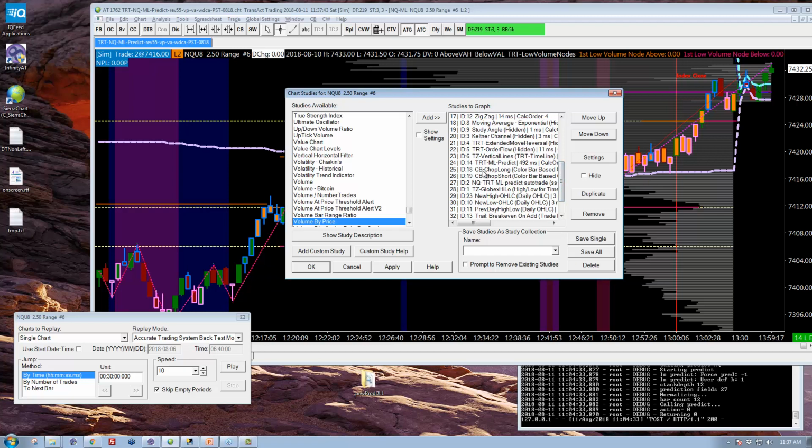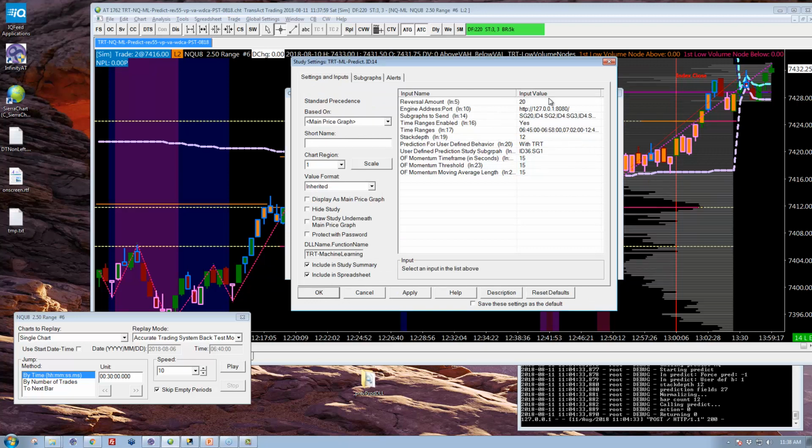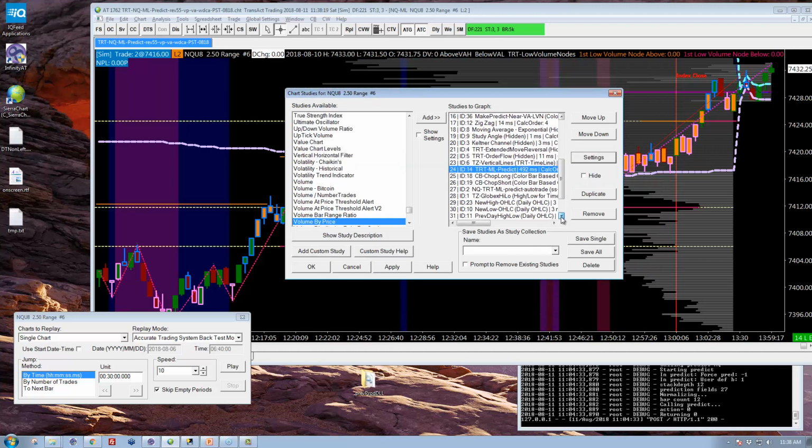All right. So we covered volume value area lines. We covered low volume nodes, and we covered the changes to ML predict. Let's review that again real quick. All this is the same except that you're now pointing at the make predict study here in user defined prediction study, and you've changed this setting to with TRT. Okay, all this is done for you, but just so you understand how it's all working. And then the only other change is in the spreadsheet itself.